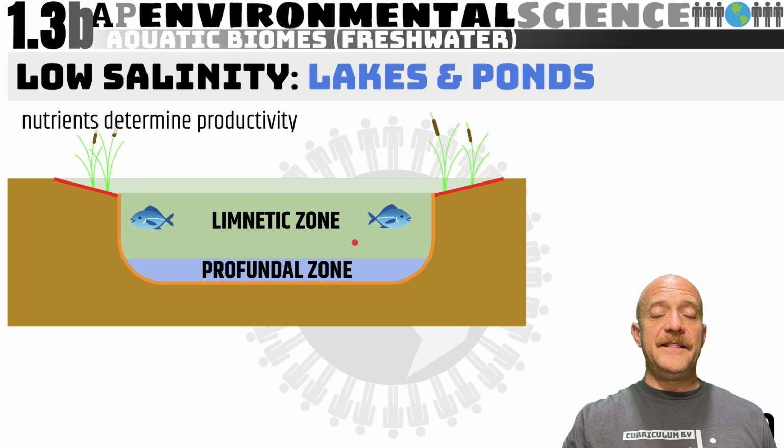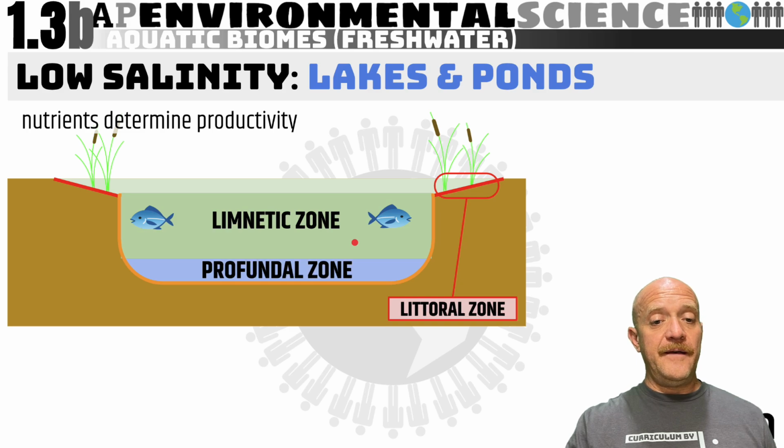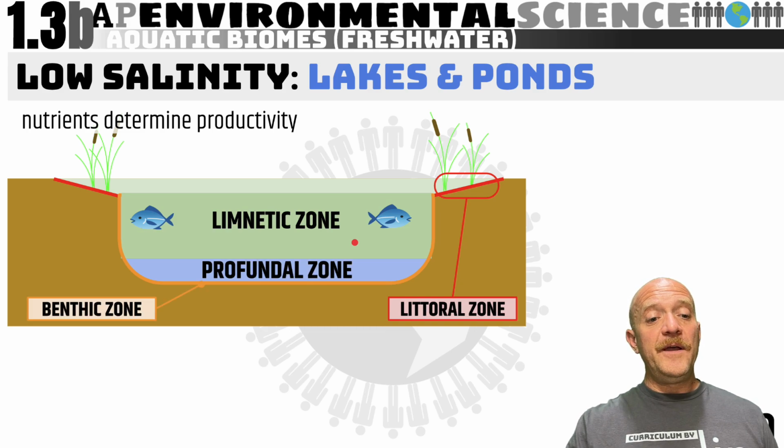In lakes and ponds, the nutrients are going to determine the productivity. Very high levels of productivity are going to be found in the littoral zone, and this is the shoreline. And we also have the benthic zone. And anytime you see the word benthic, it just means bottom.